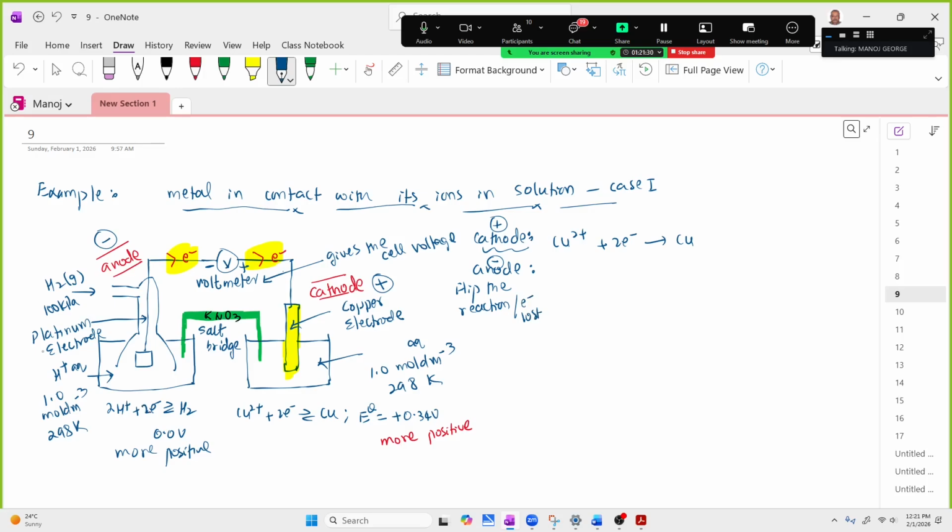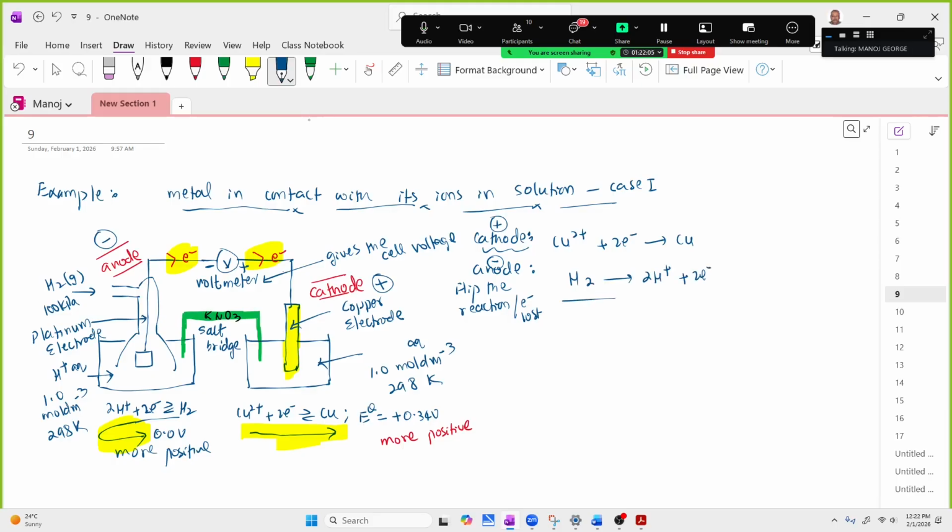2H+ gaining. So this equation is now going to be acting as an anode, SHE equation. But the problem is in this equation, electrons are being gained. So I have to flip this equation. This equation goes this way. So I need to flip these equations. Okay, so when I flip this equation, now what happens? I have H2 giving 2H+ and 2 electrons.